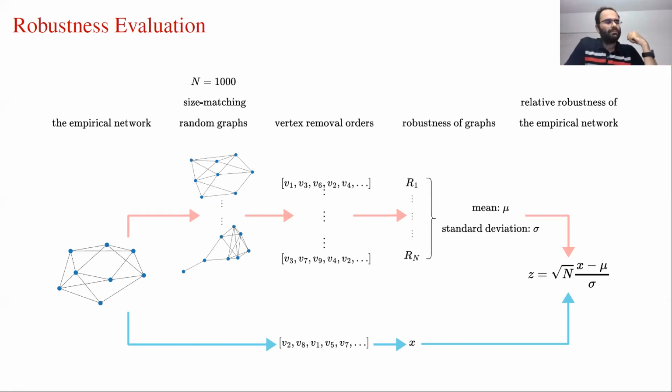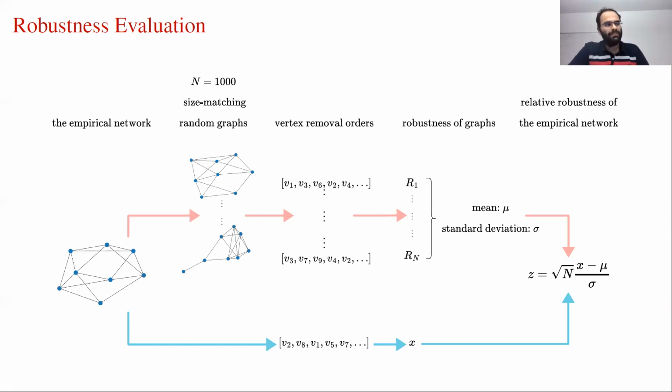And let's call this robustness score for the empirical network X. And we would assume that the average robustness score for the generated random graphs is mu with a standard deviation of sigma. And then we can use z-scores to evaluate the relative robustness of the empirical network compared to this baseline of size matching random graphs, subject to the fixed vertex removal strategy, in this case, targeted attacks.